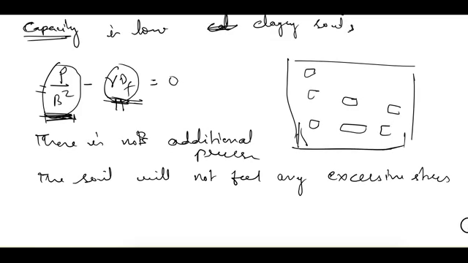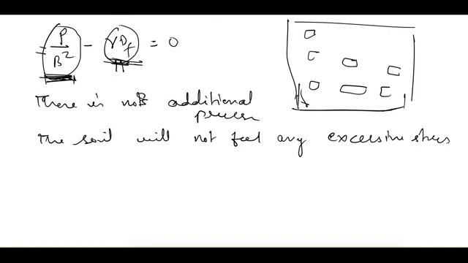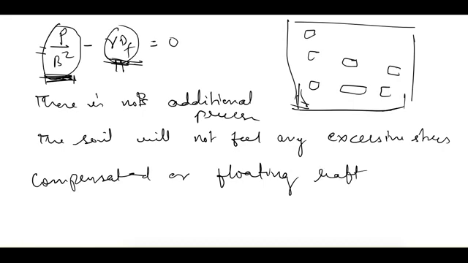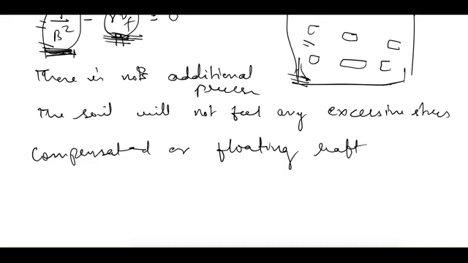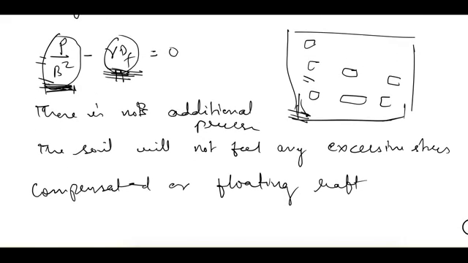And so in this case, this raft is called a compensated or floating raft, for which the pressure intensity due to the overall load of the superstructure and the weight of this raft is equal to the overburden pressure. So we are not putting any extra load, so there will not be any stress on this soil. So that is the compensated or floating raft.